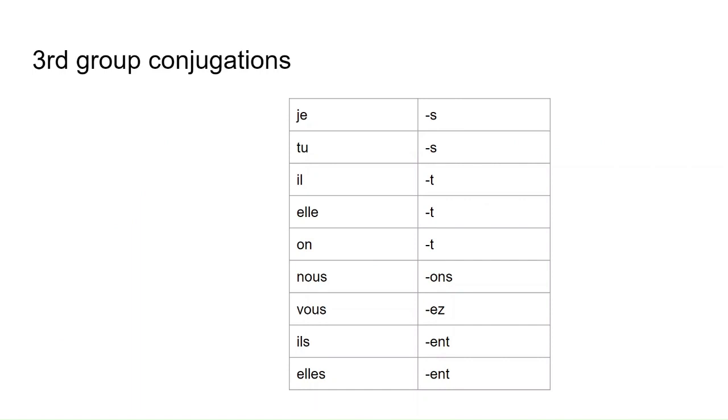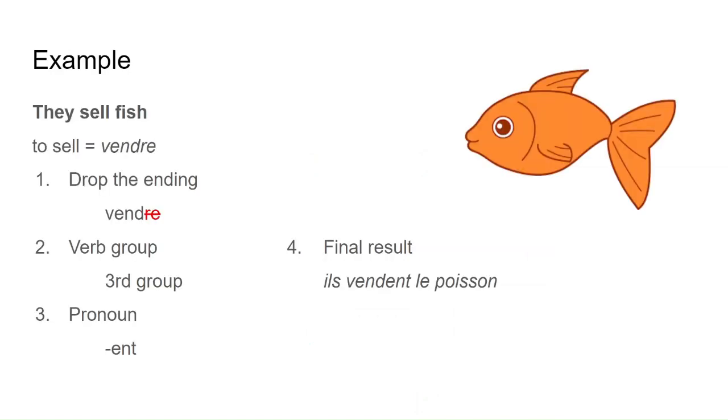And now let's talk about the third group. Conjugations. So these verbs are a little bit different, and you'll see as we move on. So for example, we could say, they sell fish, as an example sentence. And to say they sell fish, you would use the verb vendre, meaning to sell. In order to conjugate this verb, you would take note that ils, with an s, referring to they, is the correct pronoun to use. Moreover, you would note that this verb belongs to the third group of verbs, as it doesn't end with er or ir.